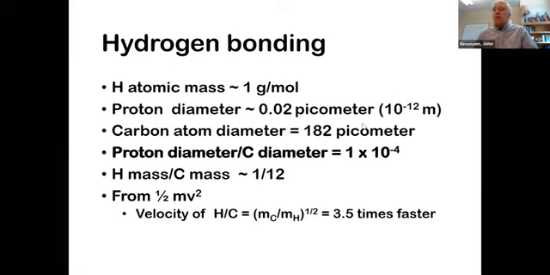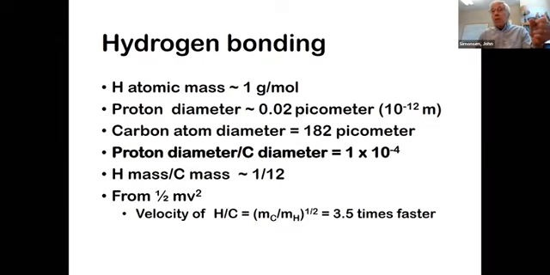A picometer is 10 to the minus 12. For example, a carbon atom is 182, right? So the difference here in size is 10,000. So the proton is 10,000 times smaller than a typical carbon atom. That means that the proton can fit into spaces that all the other atoms, especially carbon, cannot.